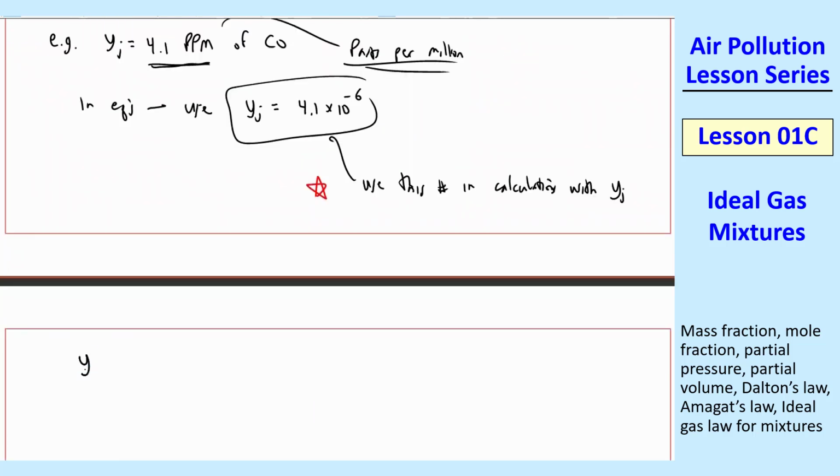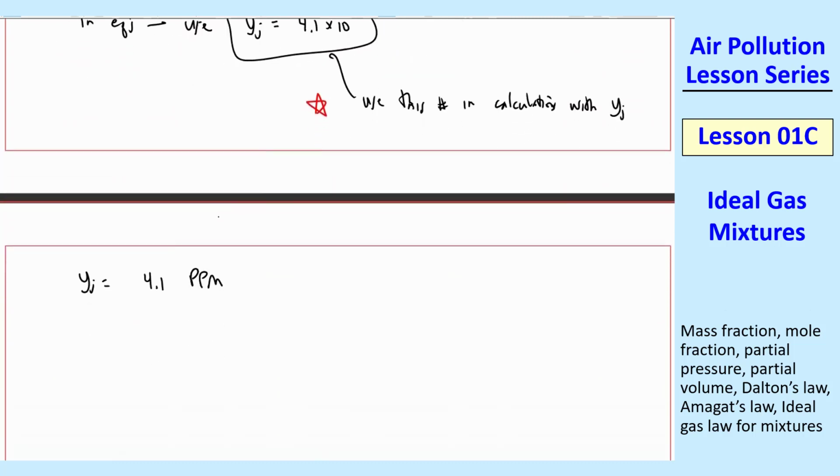So we can say if y_j equals 4.1 parts per million, that's also equal to 4,100 parts per billion of CO.